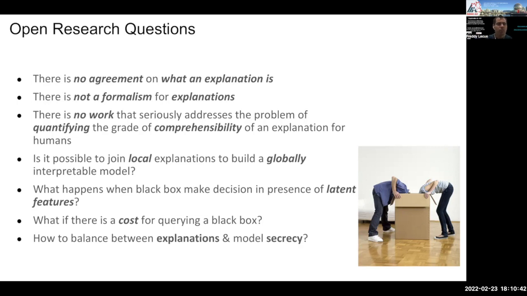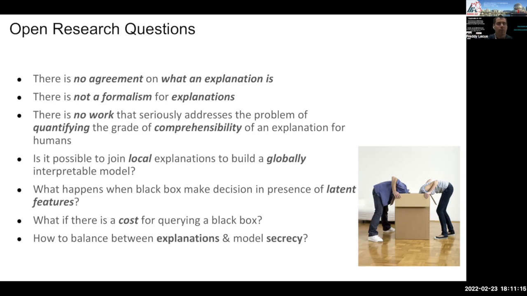It is still possible to join local explanations to build globally interpretable models, and open questions. What happens when black boxes make decisions in the presence of latent features? That's also something that needs to be considered. If there's some bias somewhere and the model learns this bias and uses it, well, how do you capture that, given that you don't have access to the model? So example-based might be some techniques that could help.